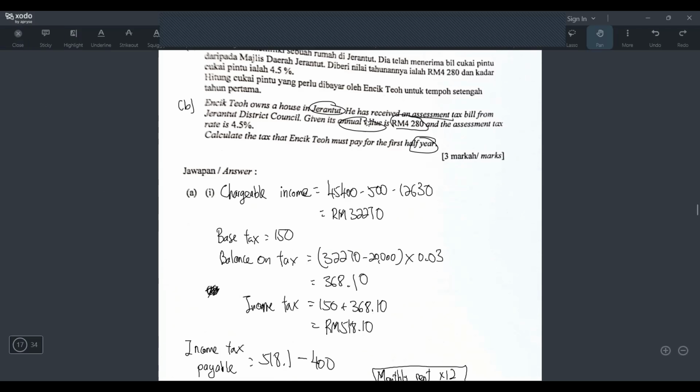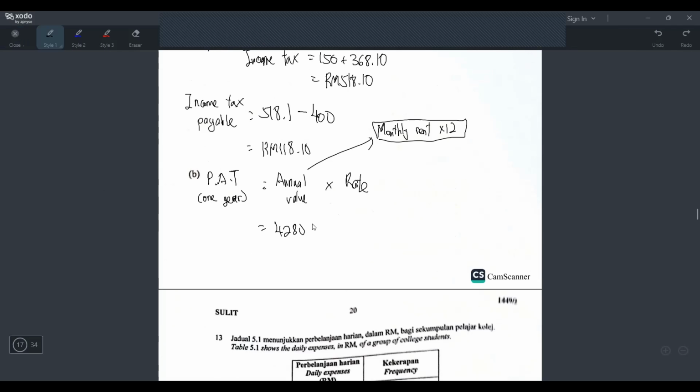Okay. Okay, for this question, the rate is 4.5%, but you don't darab 4.5. Salah, salah. You have to darab 0.045. Because 4.5% means 4.5 divide 100. And if you press this, you will get 0.045. Alright. So now you press this in your calculator and see what you get. 4280 times 0.04.